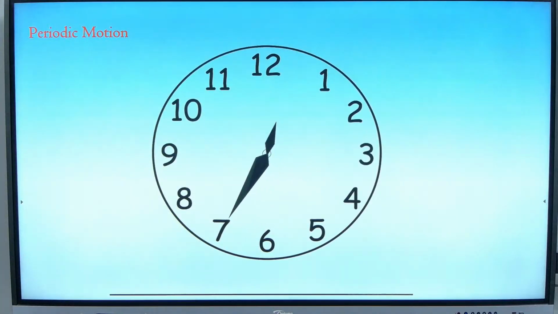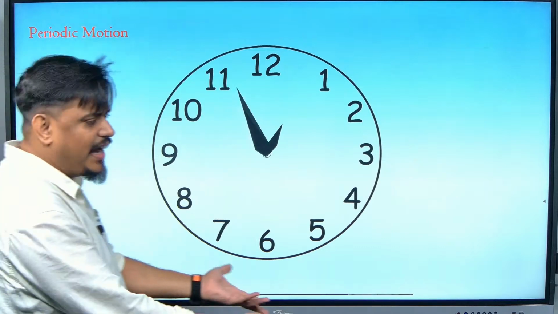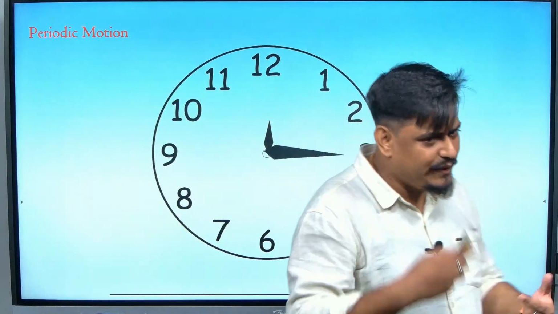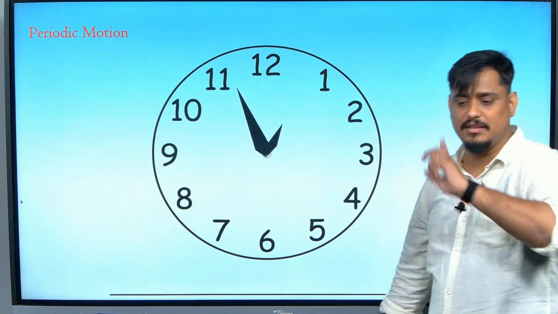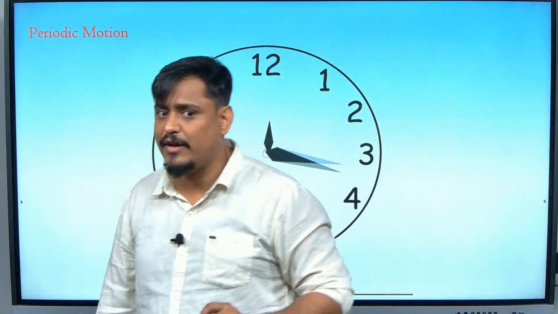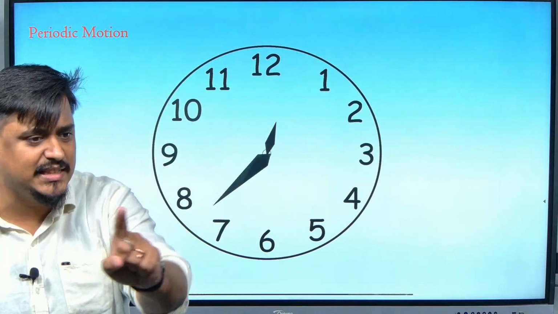Periodic motion is any motion which repeats itself in a certain interval of time, like somebody said, the hands of a clock: minute hand, hour hand, second hand, all the hands. Every hand is completing one full round of this circle in a fixed amount of time, isn't it? Second hand takes 60 seconds to complete one round, am I right? Minute hand takes how much? 60 minutes. And hour hand takes how much?